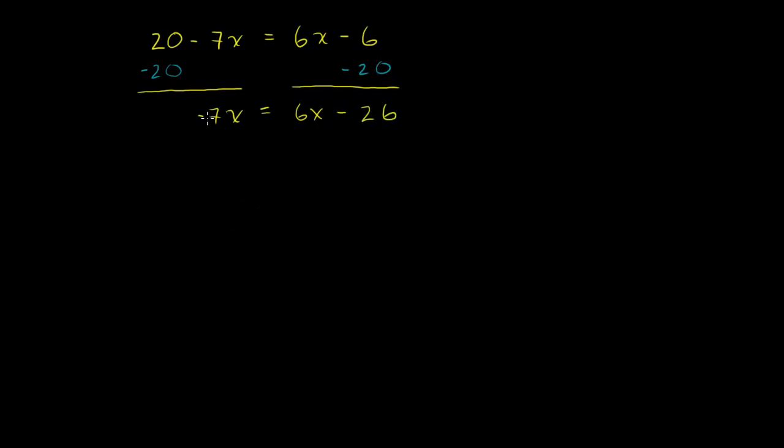Now the next thing we want to do is we want to get all of the x terms on the left-hand side. So we don't want this 6x here. So maybe we subtract 6x from both sides. So let's subtract 6x from the right, subtract 6x from the left, and what do we get?